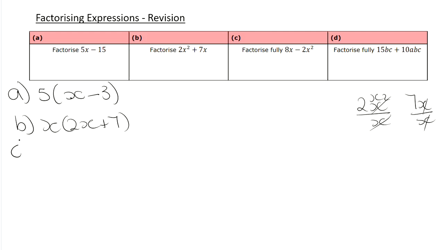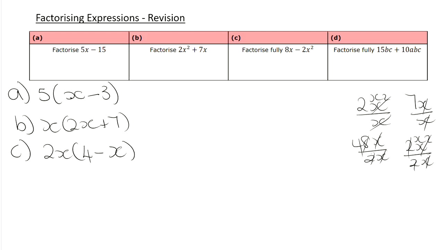Right, C. So common, we have 2 is common to 8 and 2. And we also have an x, so it's going to be 2x outside the bracket. So take the first term, 8x divided by 2x, so the x's cancel. 8 divided by 2 is just going to be 4. So we'll have a 4 here. And then we have 2x squared. So 2x squared divided by 2x. The 2's cancel, and one of the x's cancel. So we just have x.